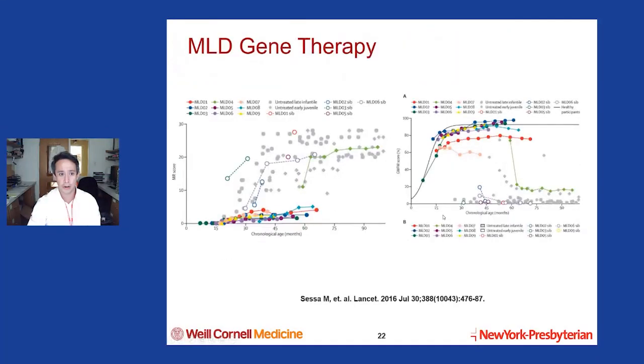So this is the gene therapy that was pioneered in Italy. And here the MRI score, you can see the gray is the untreated natural history cohort, and here is the patients treated with late infantile MLD and some early juvenile MLD. Their MRIs stabilize and do not get worse, and patients approximated normal motor development. Here again, the gray down here is the untreated cohort.